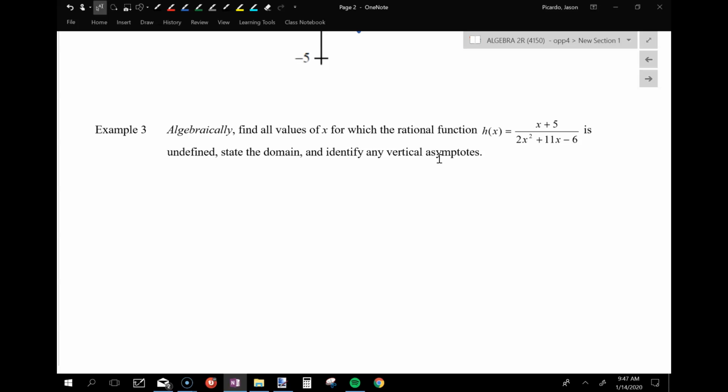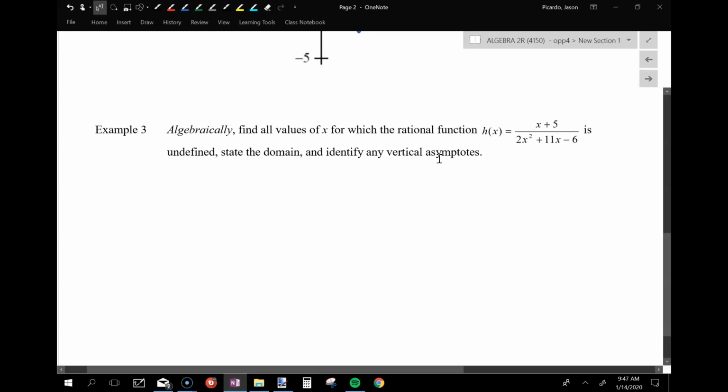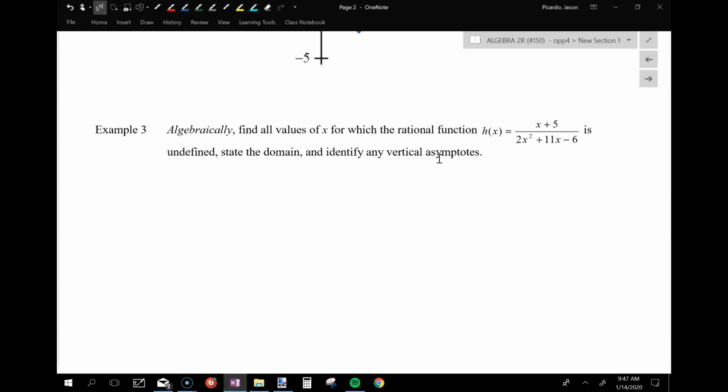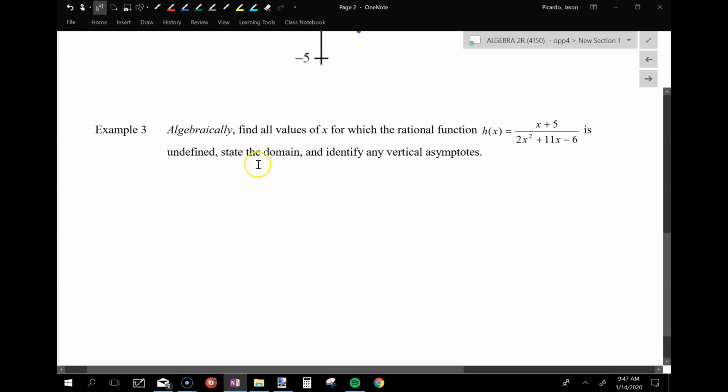Because to be undefined, what has to be true? The bottom of the fraction has to equal 0. But doesn't undefined mean I have a vertical asymptote? Yeah. And aren't those the values that are not in the domain? So really, I've asked you the same question three different ways. Okay? So to answer this, you just want to know where the denominator equals 0.